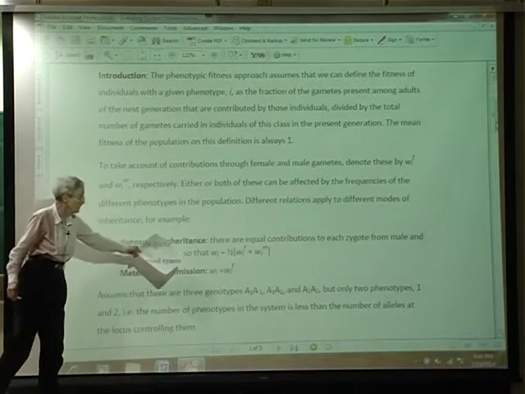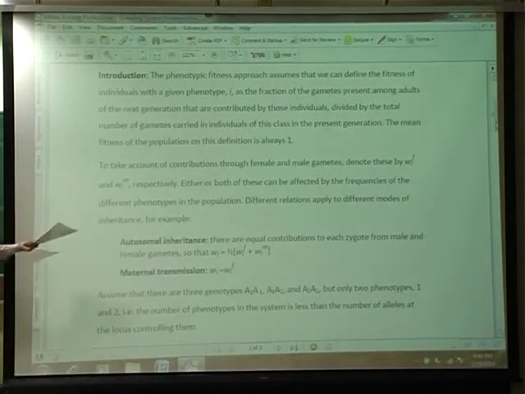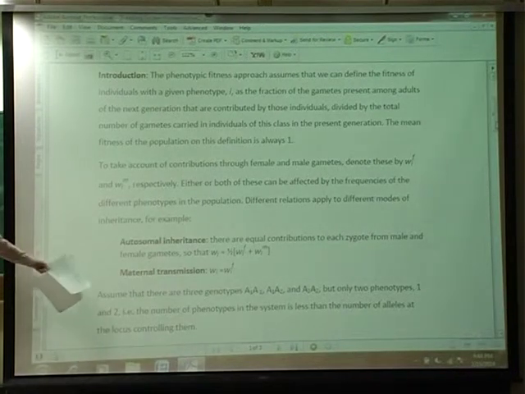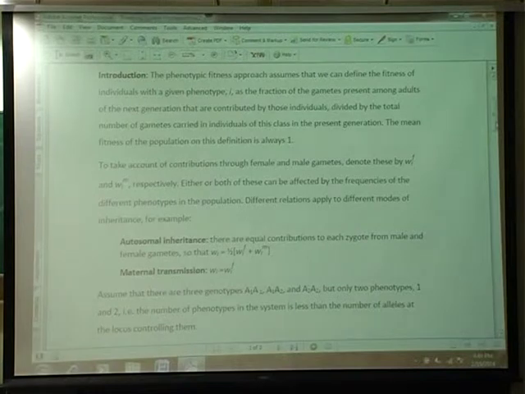So in order to use this phenotypic fitness approach to looking at this question, we assume that even though we have a genetic variant, so in a diploid we can have 3 different genotypes, A1A1, the heterozygote, and A2A2 for the other allele, the number of phenotypes in the system is assumed to be only 2, and then we can compare the fitnesses of those phenotypes.